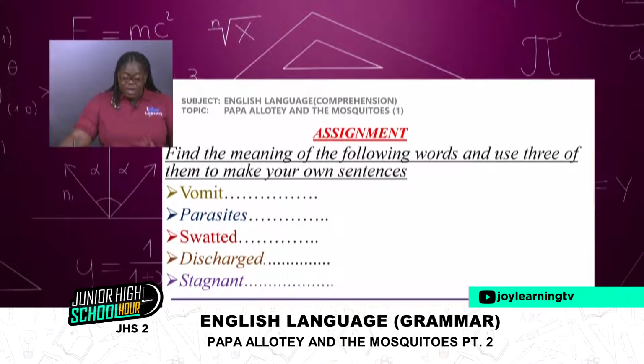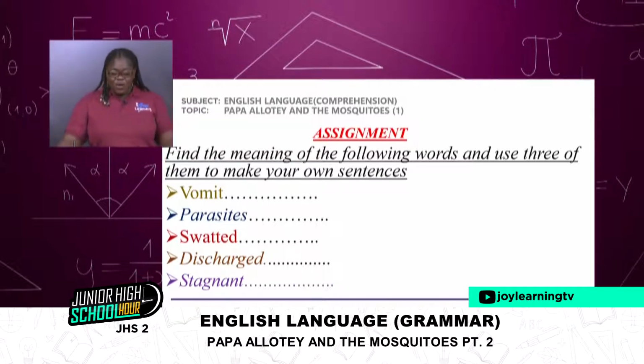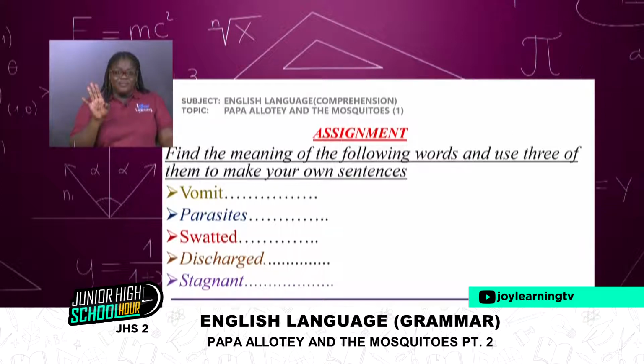Find the meaning of the following words and use 3 of them to make your own sentences. This is your only assignment, and the other one, I think the 7th and the 8th questions. All right? So you are going to find the meaning of the following words. We have vomit. We have parasites. We have sorted. We have discharged. And then we have stagnant. 1, 2, 3, 4, 5 words. And then you are going to use 3 of them to make your own beautiful sentences for me. Okay?